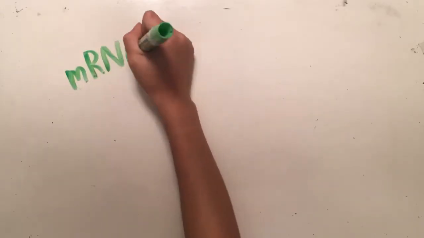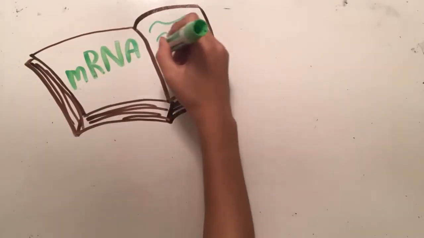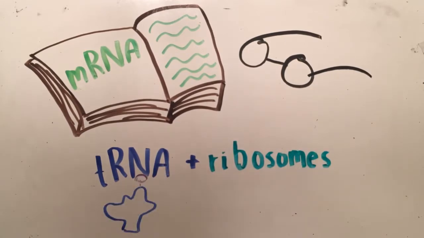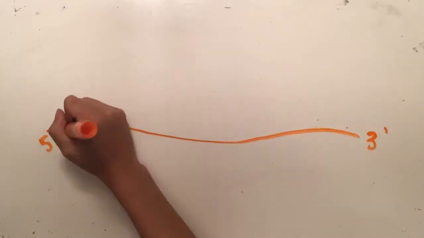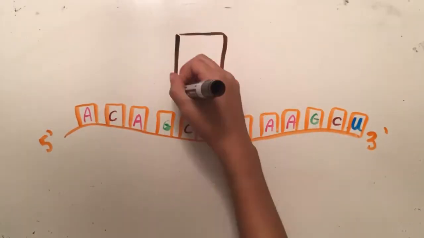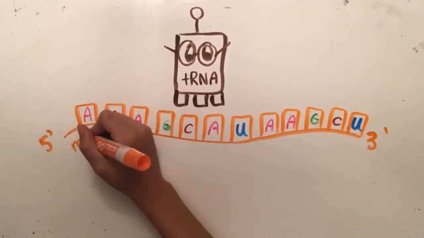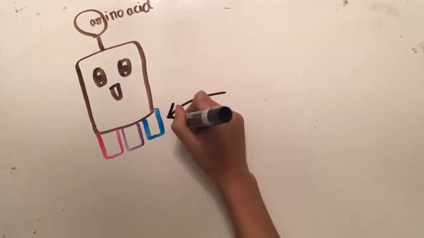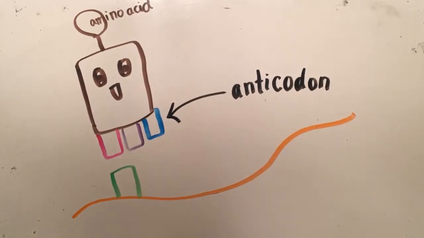In order for an mRNA to actually be read, tRNAs and ribosomes are necessary. tRNAs read the codons on the mRNAs from the 5' end to the 3' end. Every tRNA has an anticodon which binds to the mRNA through base pairing. Every tRNA also has an amino acid that matches the codons on the mRNA.